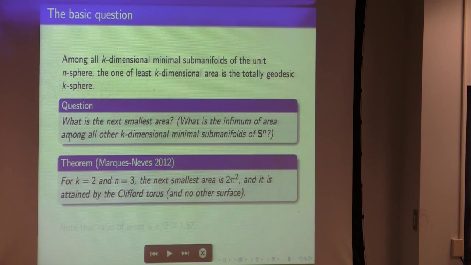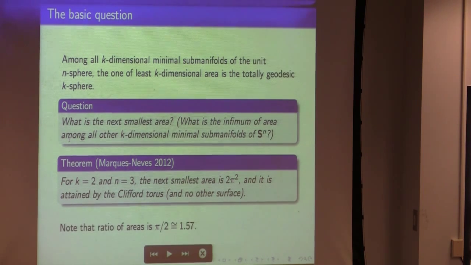Okay, but there was another earlier result. And by the way, I called it a gap, but I think it's most natural to look at the ratio. If you normalize the area of the totally geodesic sphere to be 1, then the ratio for the Clifford torus is pi over 2, which is about 1.57.